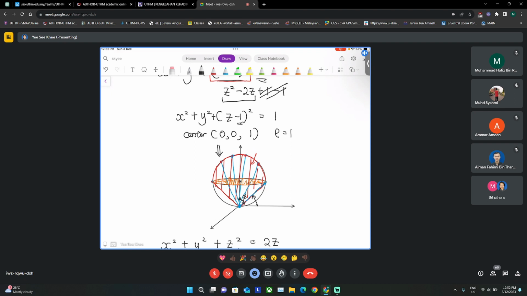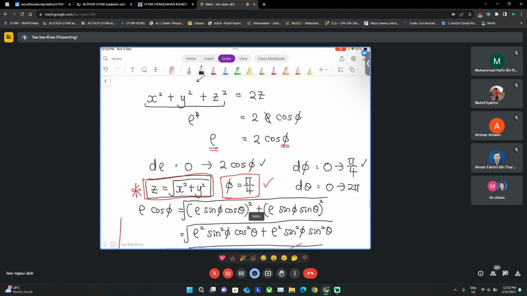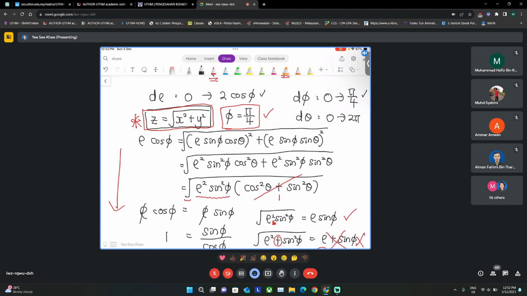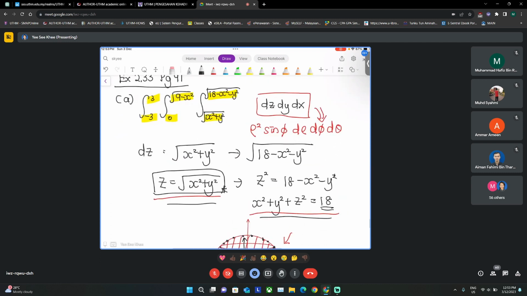And if you find that your structure is a shifted sphere, for example, like in this example, your rho you have to define yourself, which is this one. This is the way you find your rho. And for the phi, as I mentioned many times, if the equation of your cone is z equals square root x squared plus y squared, your phi is always pi over 4. This is something you must remember.